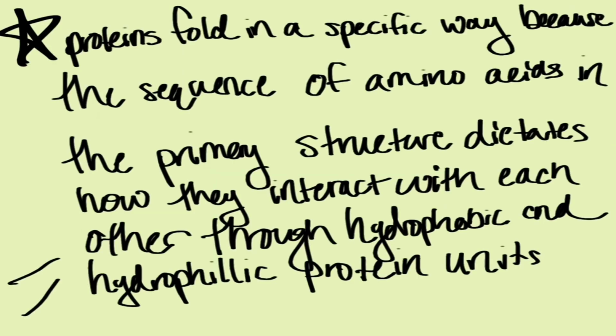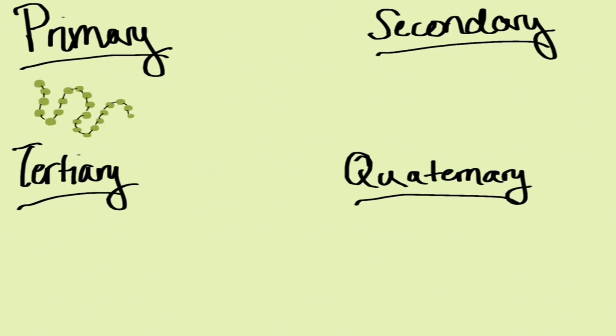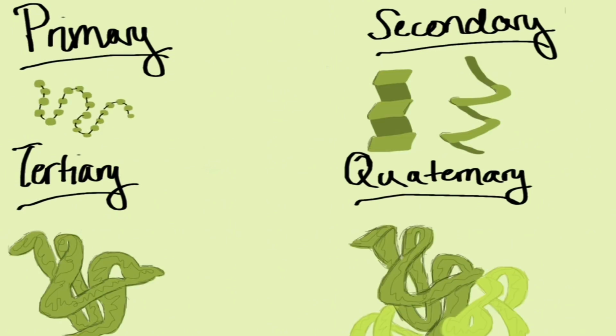Proteins fold in a specific way because the sequence of amino acids in the primary structure dictates how they interact with each other through hydrophobic and hydrophilic units. Primary is the amino acid sequence of the polypeptide chain. Secondary are interactions from alpha helices and beta-pleated sheets. Tertiary are more compact structures forming protein domains, distinct structural units that fold independently. Quaternary are composed of multiple tertiary subunits.